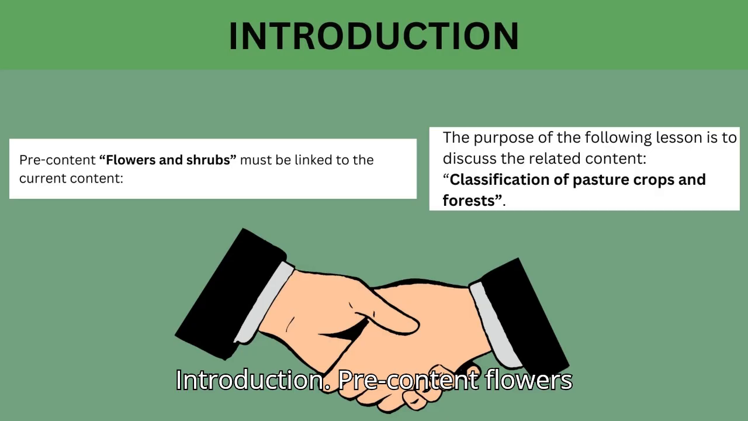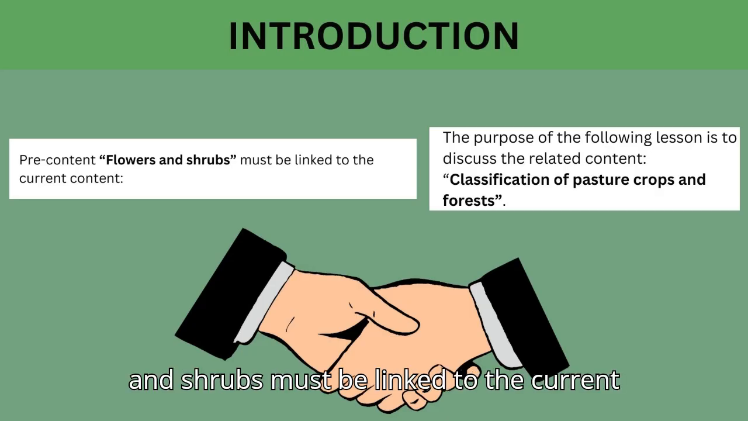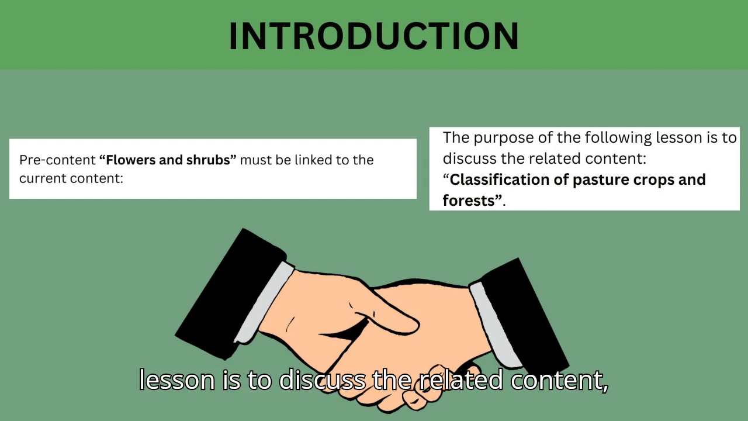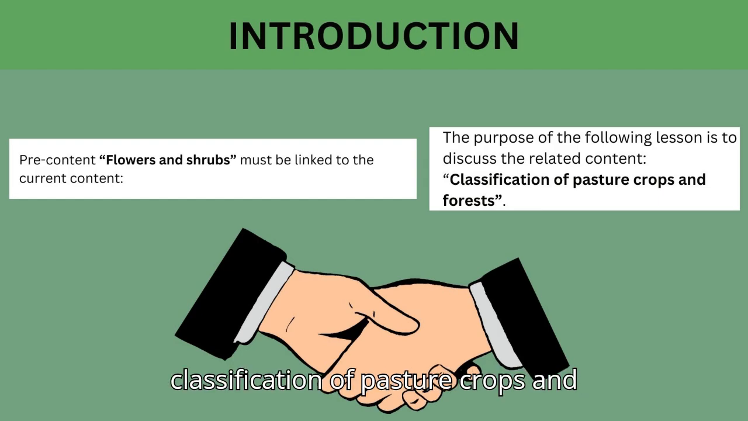Introduction. Pre-content, flowers and shrubs, must be linked to the current content. The purpose of the following lesson is to discuss the related content, classification of pasture crops and forest.